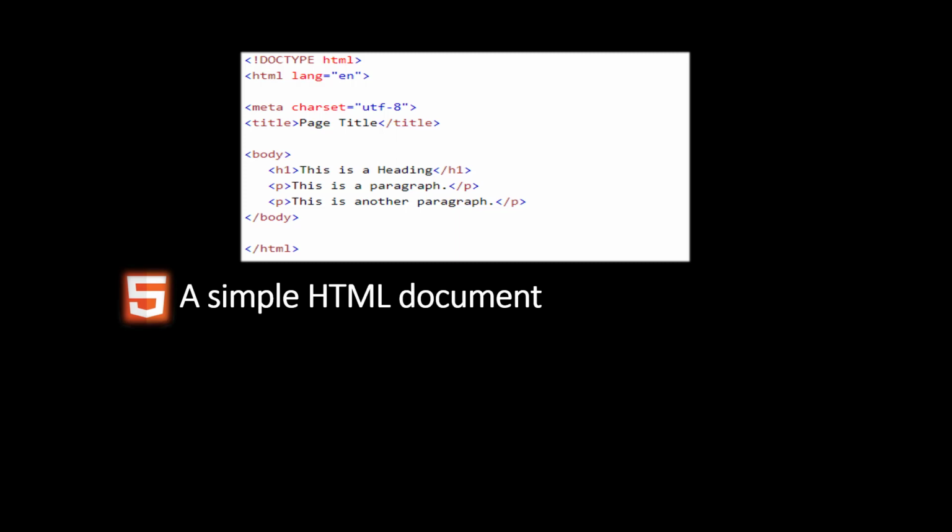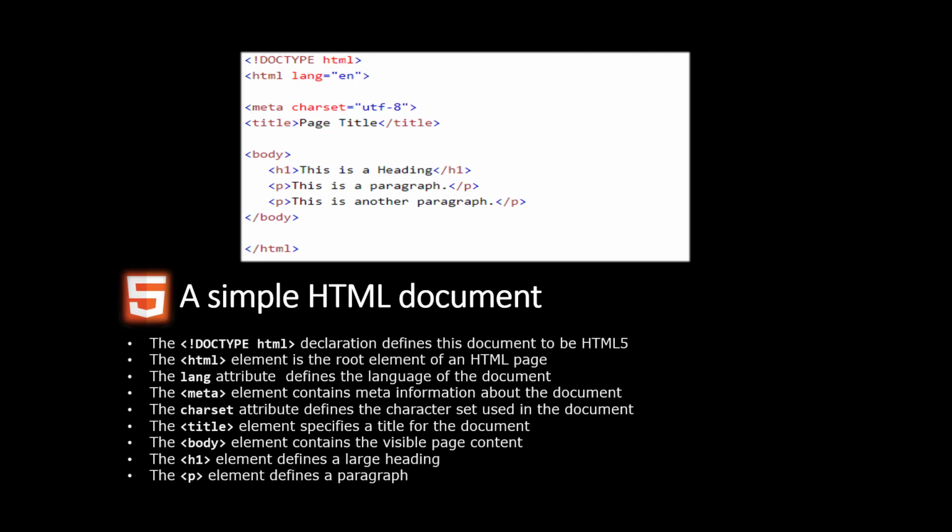A simple HTML document. Here, in this example, the doctype HTML declaration defines this document to be HTML5. The HTML element is the root element of an HTML page. The lang attribute defines the language of the document. The meta element contains meta information about the document. The charset attribute defines the character set used in the document. The title element specifies the title for the document.